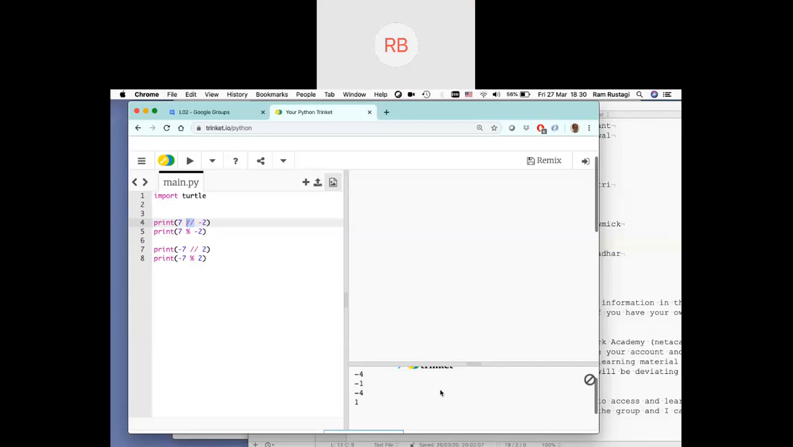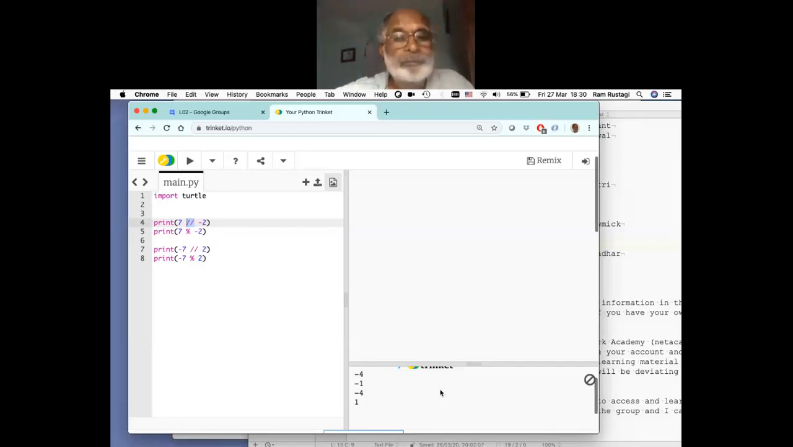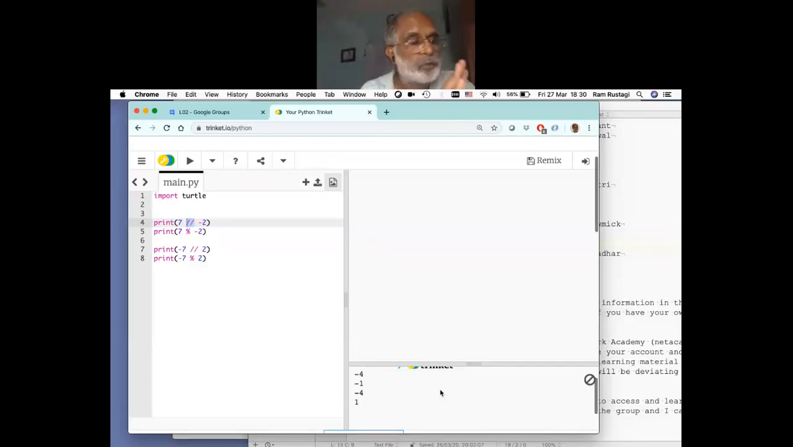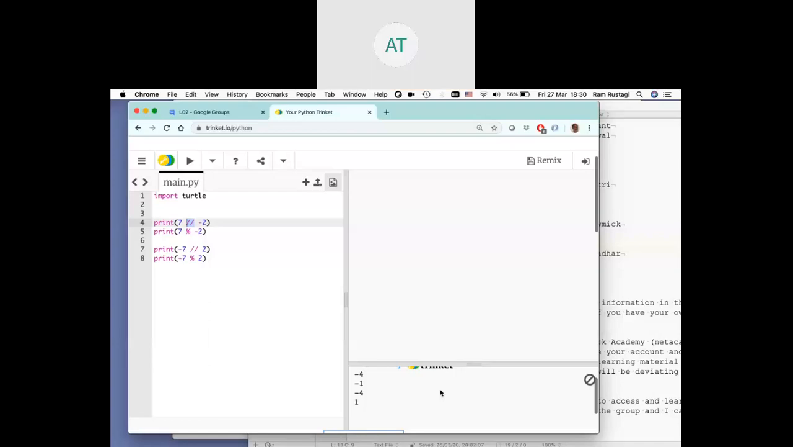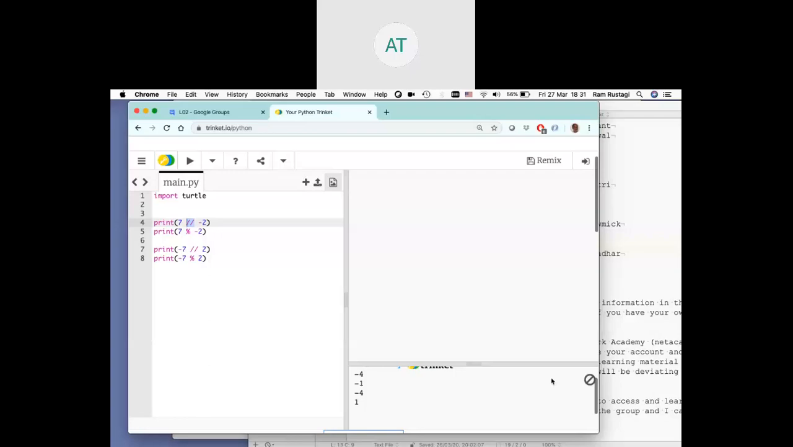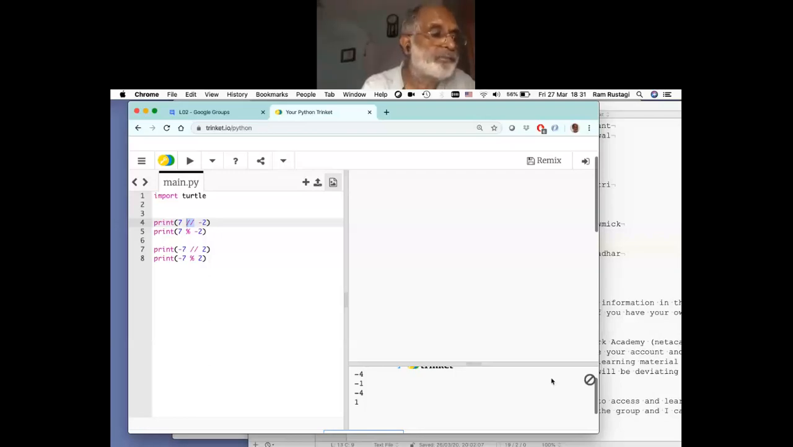Any questions about this part before I proceed next? So understood how the division works? Depending on the sign, it does make a difference. Okay, so let's move ahead.